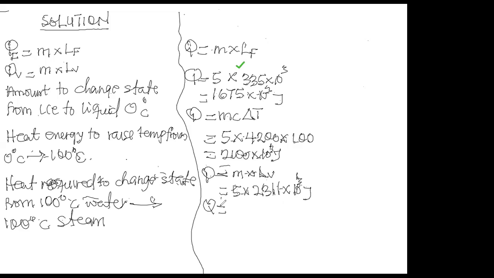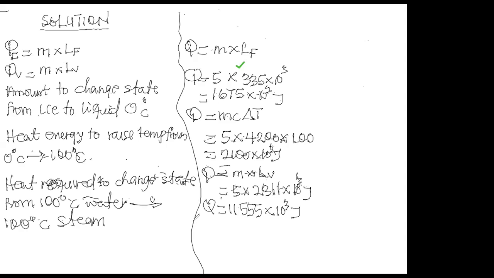Okay, so multiply 5 by 2311. If you get 11,555. Yes, you have to be patient with me to master this thing. Okay, so this is 11,555 times 10 to the power 3 joules.